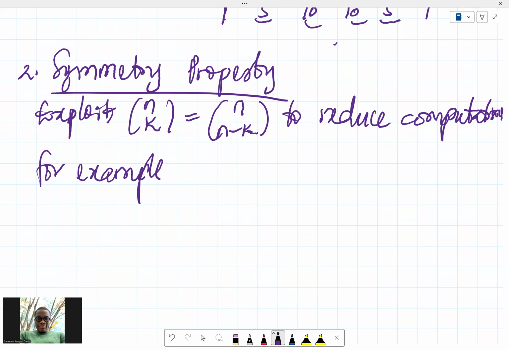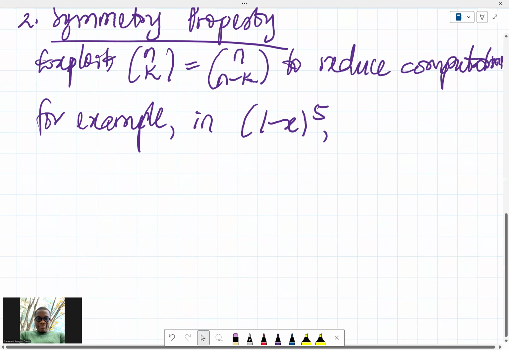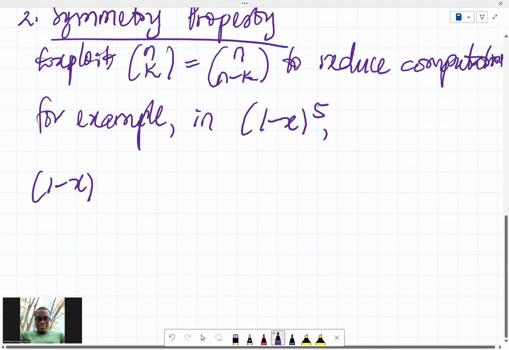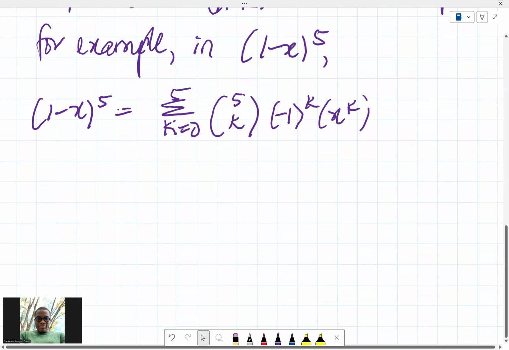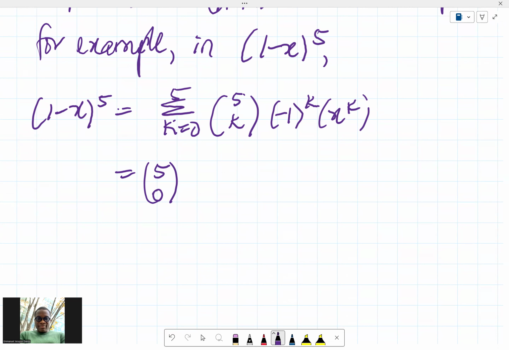For example, take 1 minus x raised to power 5. Let me lay it bare. This is summation from k equals 0 to 5 of 5 combination k, then 1. We already have the general formula from before, because 1 raised to any power is 1, so you can just have minus 1 raised to power k, then x raised to power k. So the deal now is that you have 5 combination 0, then the coefficients.